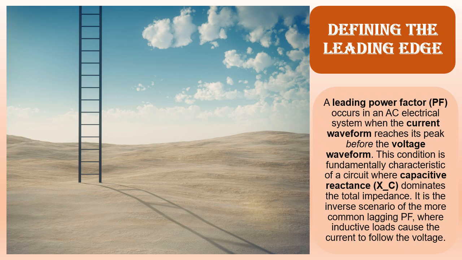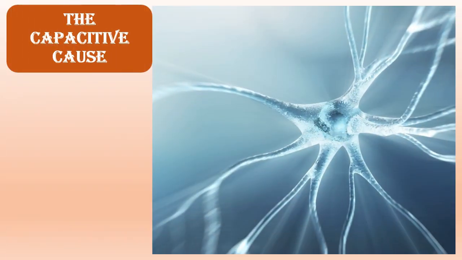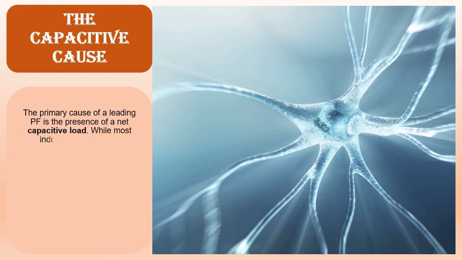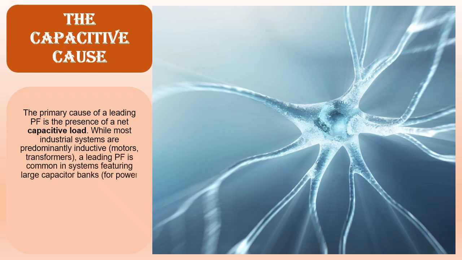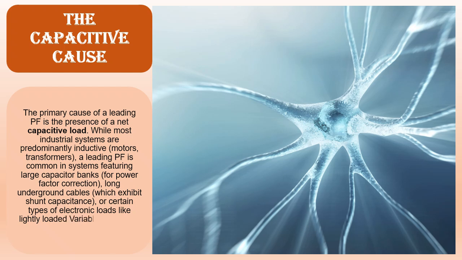voltage. The capacitive cause. The primary cause of a leading PF is the presence of a net capacitive load. While most industrial systems are predominantly inductive, motors, transformers, a leading PF is common in systems featuring large capacitor banks for power factor correction, long underground cables, which exhibit shunt capacitance, or certain types of electronic loads like lightly loaded variable frequency drives, VFDs, or UPS systems.